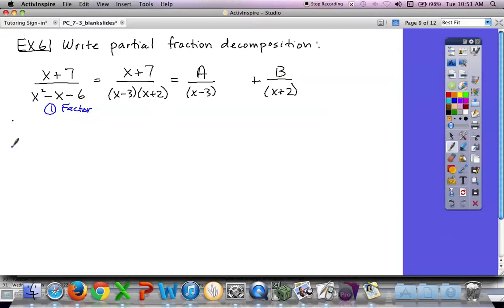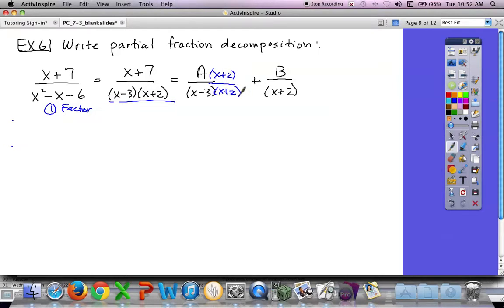Okay. Well, in order to add fractions, I need a common denominator. What will the common denominator be? It'll be the original denominator. So what's this first fraction missing that the common denominator has? It has an x plus 2. So multiply by x plus 2 over x plus 2.